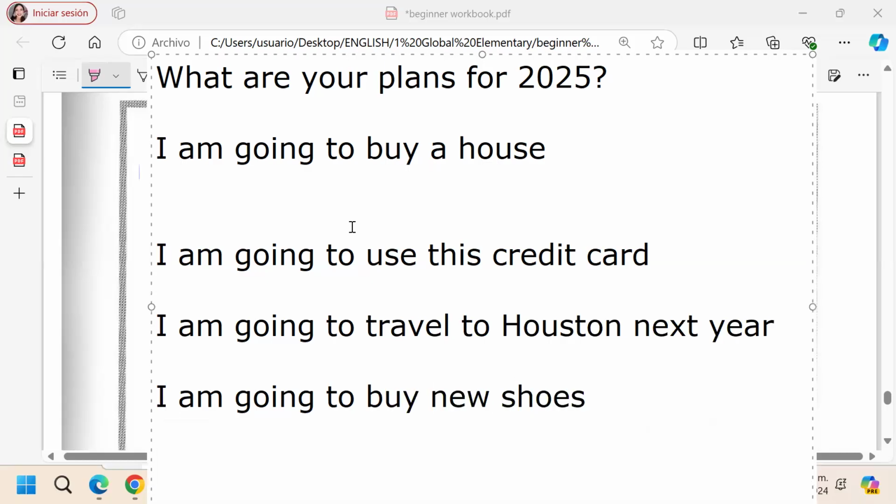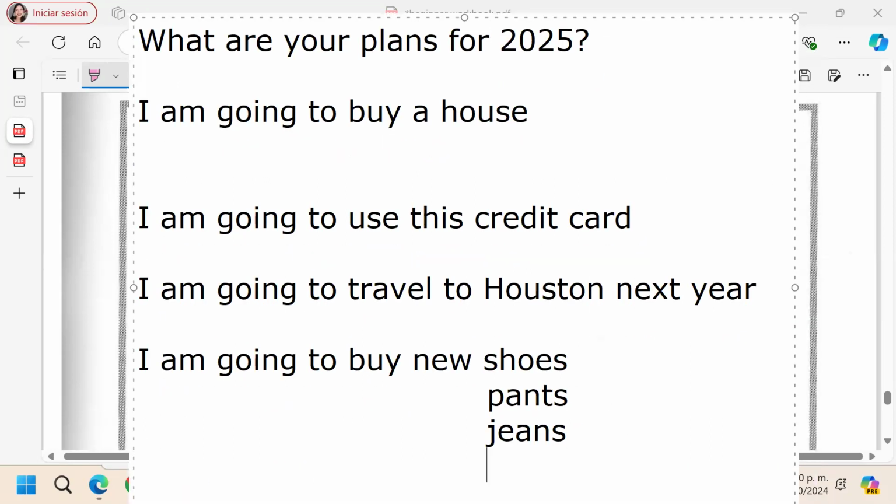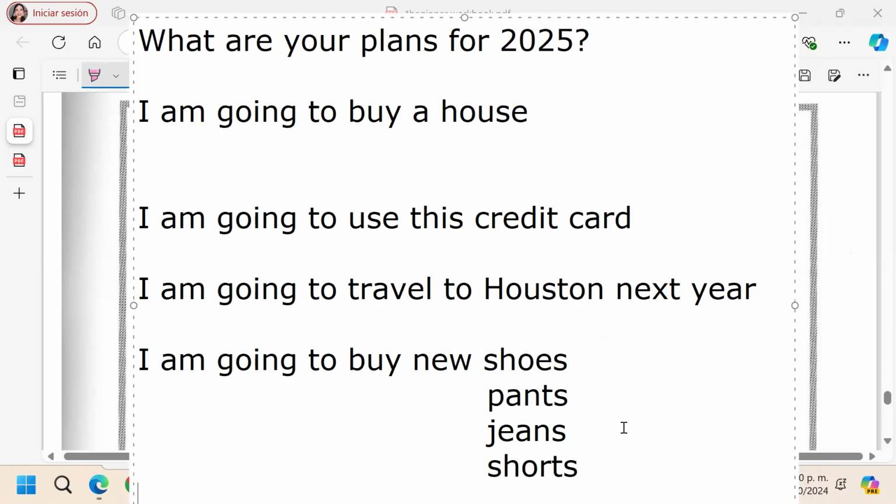Yes, perfect. When we are using the future, recuerden que zapatos, todo lo que va de la cintura para abajo es en plural. Por ejemplo, zapatos, pantalones, jeans, shorts. Por eso no digo a shoe, a pant, a jean, no, digo pants, shoes, jeans, shorts, in plural, medias, socks. I'm going to buy new socks because it's in plural. We have a pair, two.